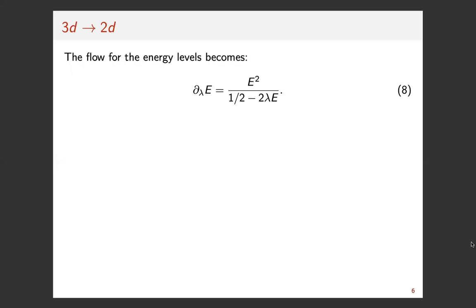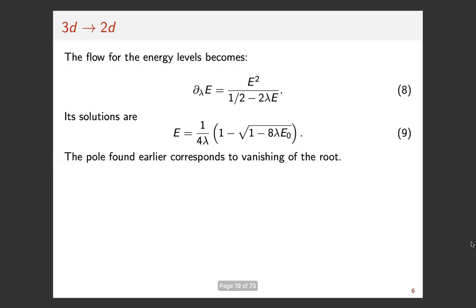But it turns out that the flow equation for the energy levels, or even the Hamiltonian, is very simply given by equation 8. And now this can be solved and gives you a solution of the form 9. And this is the typical type of energy levels that you have in these TTbar deformed theories. So there's some square root, and the square root vanishes exactly at this point, or when this root is zero, the energy is exactly this 1/4 lambda that I talked about before.